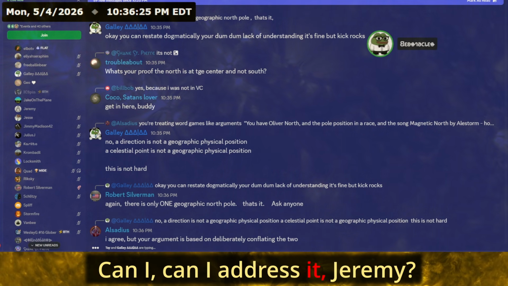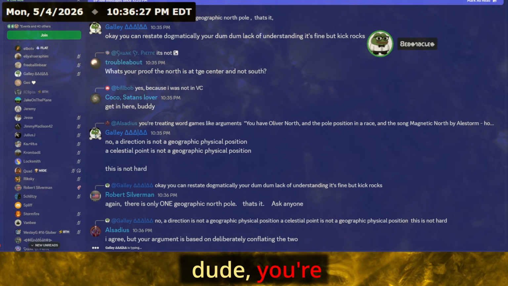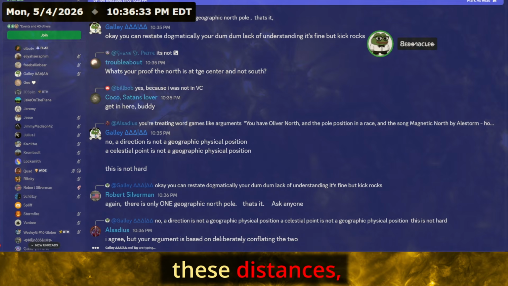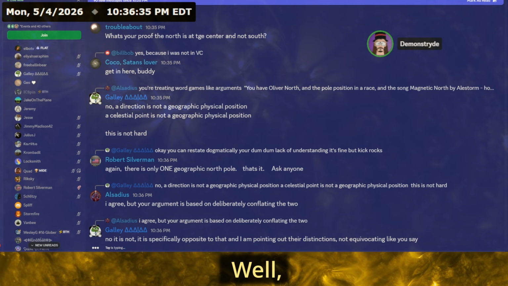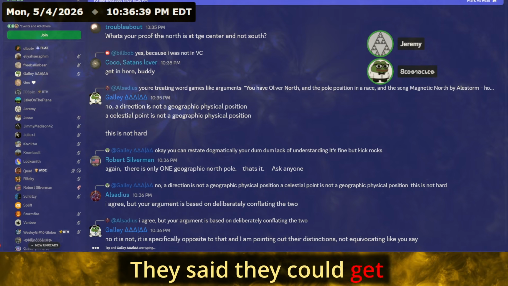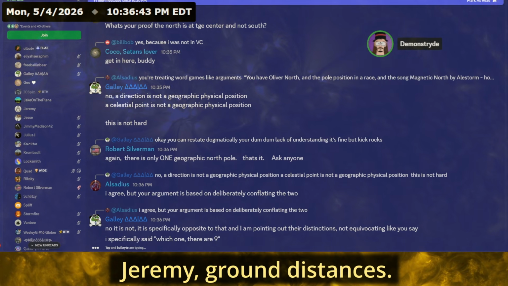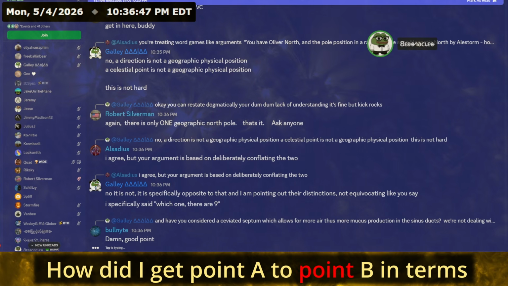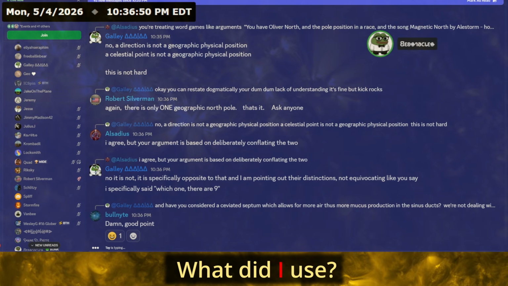Can I address it, Jeremy? Because dude, you're trying to draw a square, right? How are you plotting these distances, these points? They said that they could get ground distances, bro. They said they could get ground distances, not me. Jeremy, ground distances. Okay, I have point A to point B. How did I get A to point B in terms of an actual distance? What did I use? Let's build this.